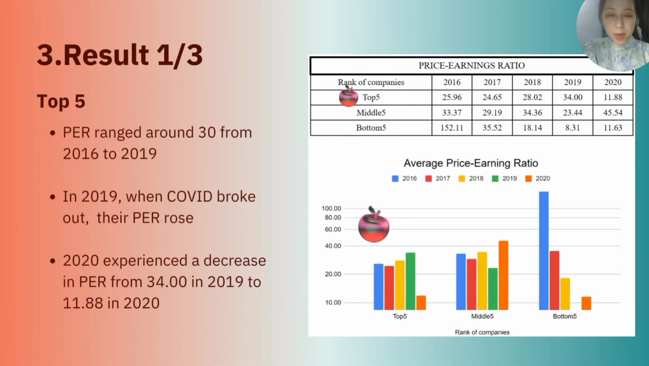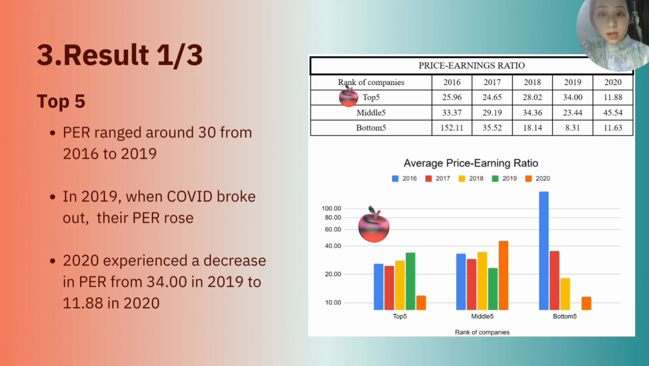Now, I'm going to talk about each groups. In this slide, I'll talk about the top 5. Firstly, PER of the top 5 companies ranged around 30 from 2016 to 2019. In 2019, when COVID broke out, their PER rose. It can be explained by investors' expectation that healthcare companies will gain great profit during the COVID season.